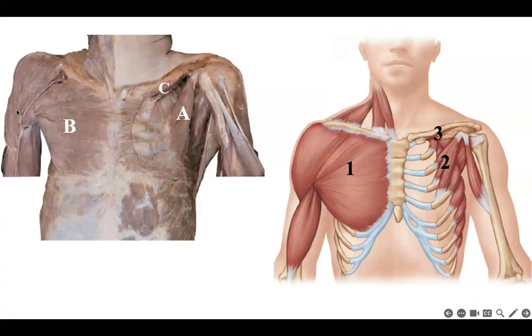Here, it is the biggest one, so it is the pectoralis major. If you remove the pectoralis major, you will find the three small muscles attached to the coracoid process like that. So it is the pectoralis minor, and any muscle under the clavicle will be pectoralis minor.